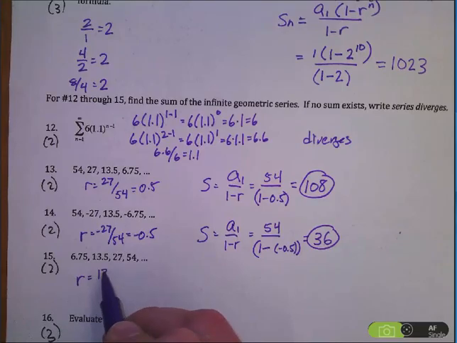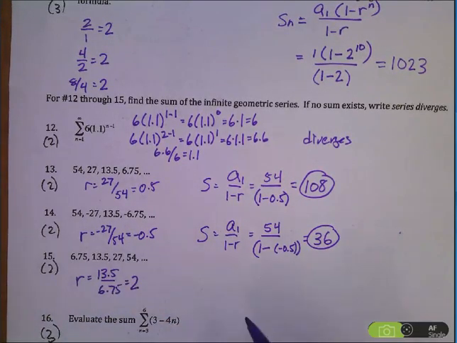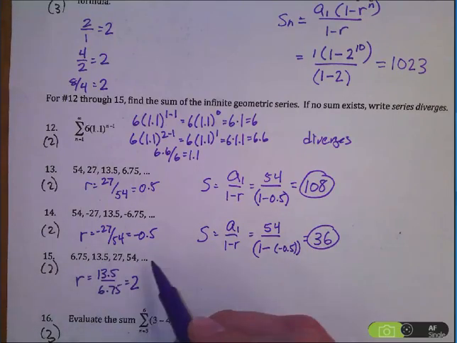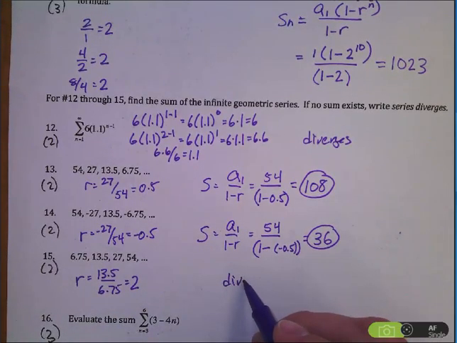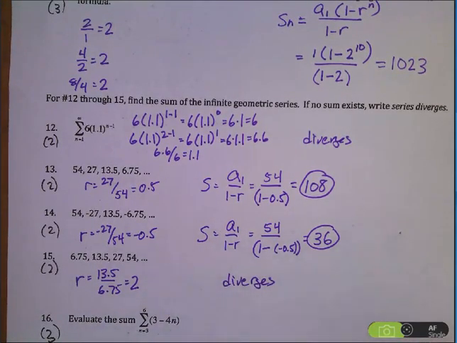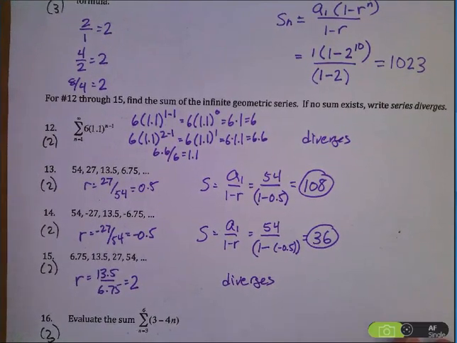On 15, the ratio is equal to 13.5 over 6.75. That's equal to 2. 2 is too big. These numbers are getting bigger and bigger, which means that when you add the numbers together, you're going to head out toward infinity. This series diverges.